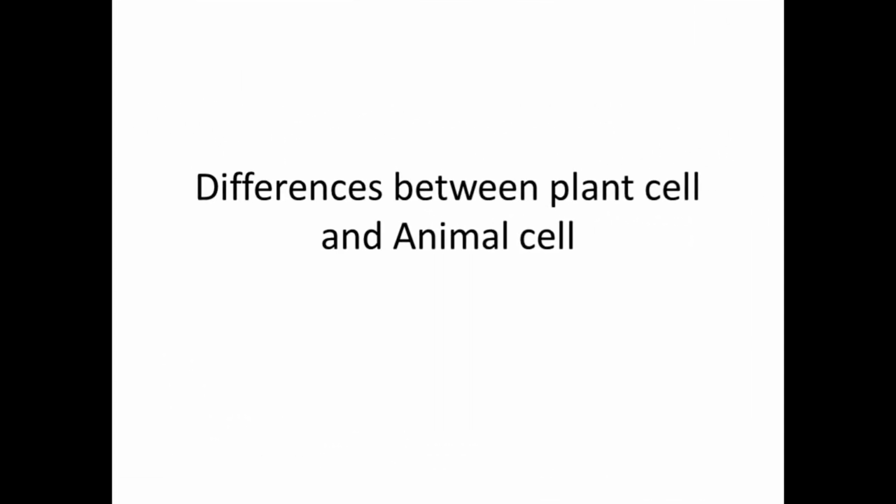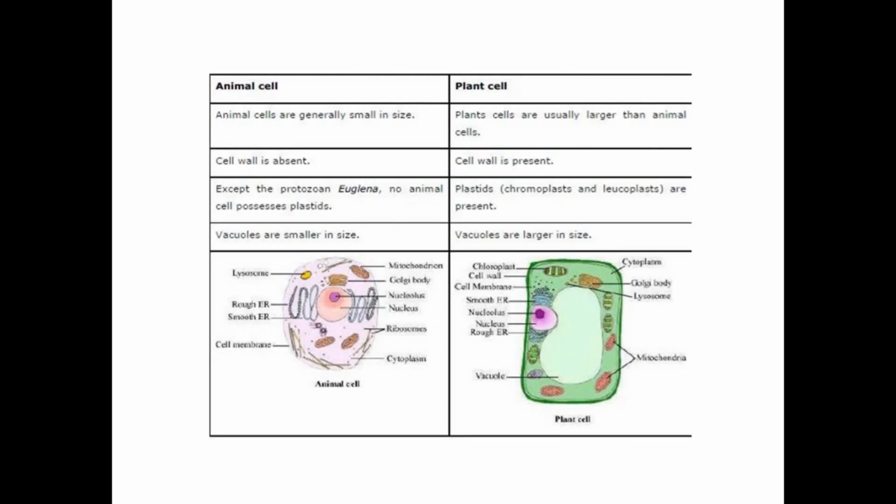Now we see the differences between plant cell and animal cell in detail. We have studied the different organelles present in plant and animal cells. Now we see the basic differences between them. Cells are generally small in size, but plant cells are usually larger than animal cells. So comparatively, plant cells are larger than animal cells. That is the first difference between animal cell and plant cell.